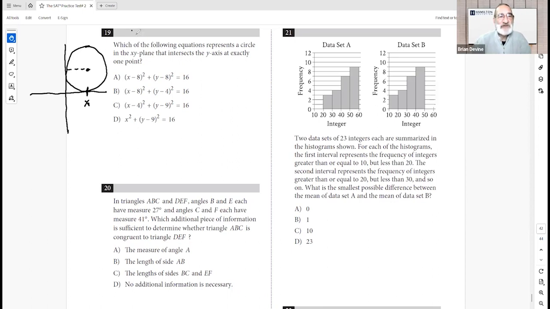And we're comparing this to x minus h squared plus y minus k squared equals radius squared. So I want h, i.e. the x value of the center, to be equal to the radius. And I only see one equation where that happens, and that's C. So C is the correct answer.